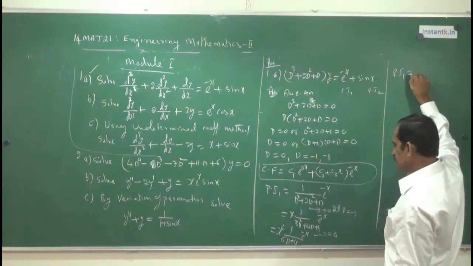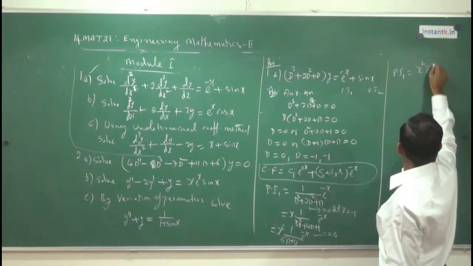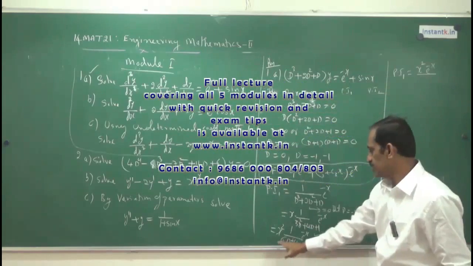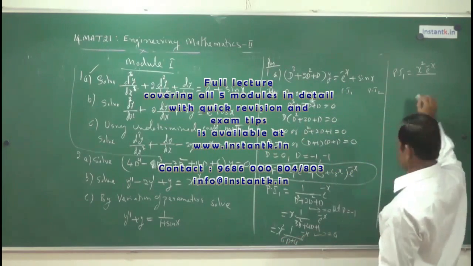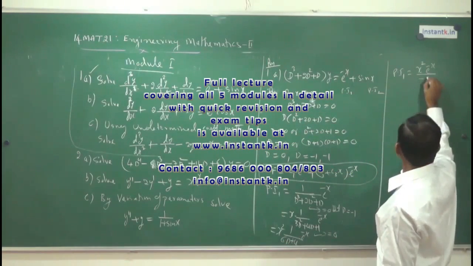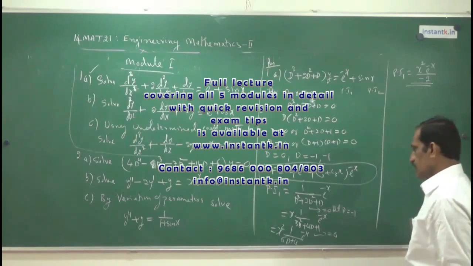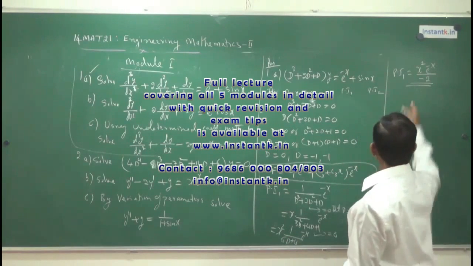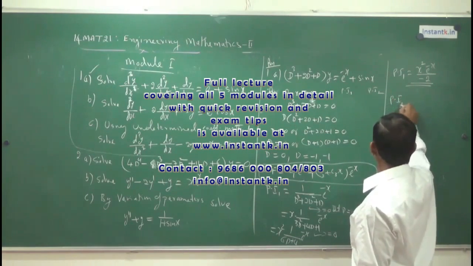PI1 equals, what is this? x square into e power minus x. D is minus 1, minus 6 plus 4, so minus 2. D is equal to minus 1 you have to put. This is PI1. How to get PI2?